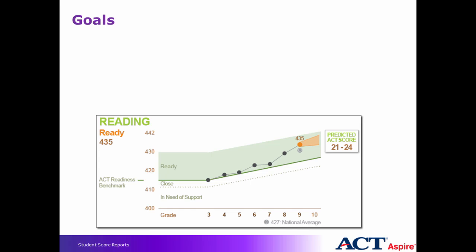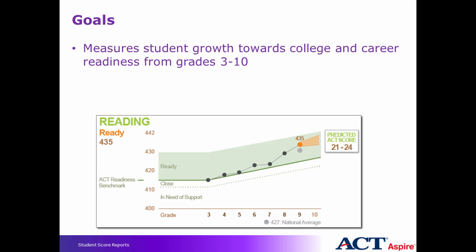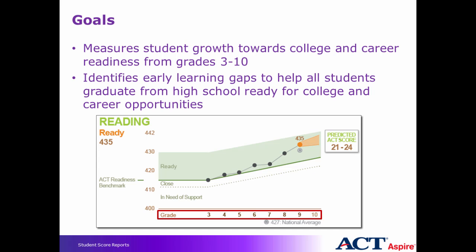Let's begin by reviewing the goals of ACT Aspire. ACT Aspire is a longitudinal assessment system that measures student growth toward college and career readiness from the elementary grades, beginning in grade 3, through early high school. Given that we know that learning gaps emerge early and become harder to remediate as students approach middle school and high school, the importance of being on target for college and career readiness beginning in grade 3 is critical to having all students graduate from high school ready for college, career, and workplace training opportunities. ACT Aspire offers the exciting opportunity to help you get on target early.